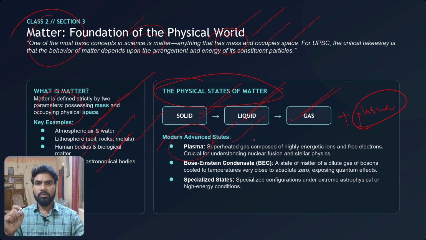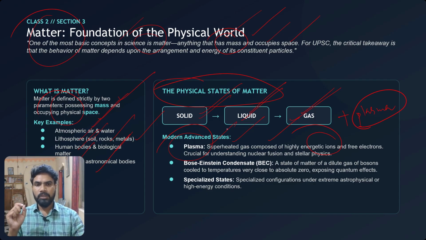So what is plasma? Plasma is a superheated gas composed of highly energetic ions and free electrons. Free electrons are very important in science, and we are going to study about them, because some elements or materials have free electrons and start behaving in a different manner, which we are going to see in the future.